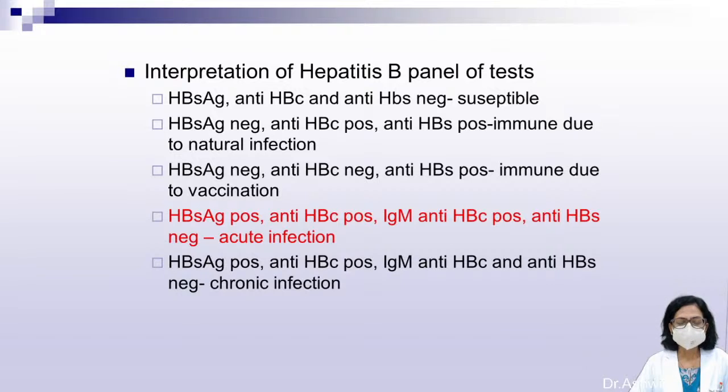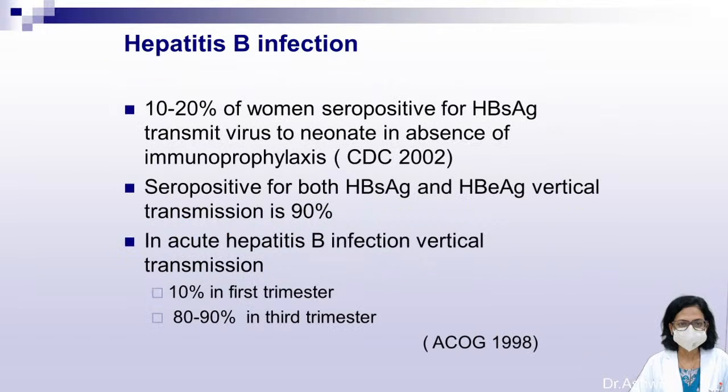If the hepatitis surface antigen is positive, anti-C is positive, that is IgM, and surface antibody is negative, then it is acute infection. If the surface antigen is positive, anti-C is positive, but IgM is negative, then it is more like a chronic infection. So it is important to understand if the woman is infective, whether it is acute or chronic infection, because that affects the risk of vertical transmission.